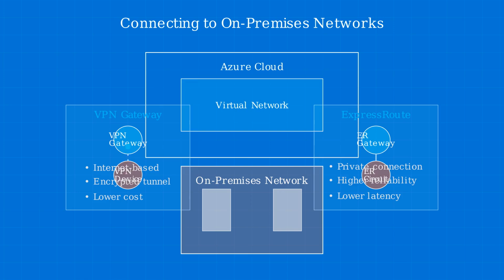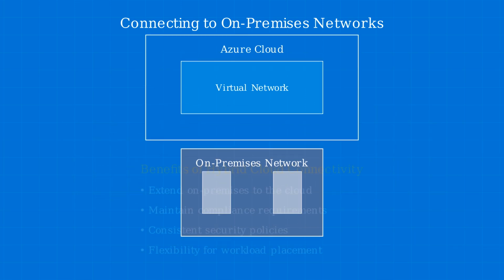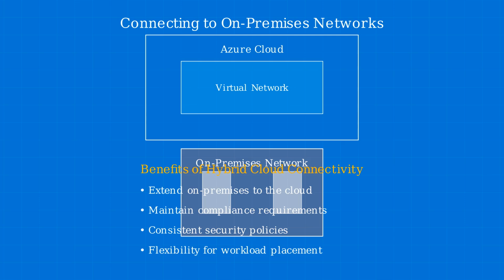VPN Gateway creates an encrypted tunnel that securely transmits data between Azure and your on-premises network over the internet. ExpressRoute provides a private connection with consistent, high-throughput performance that bypasses the public internet entirely. Connecting your on-premises network to Azure creates a hybrid cloud environment with several key benefits. These hybrid connections allow your Azure resources and on-premises systems to communicate seamlessly, providing flexibility for your IT infrastructure.